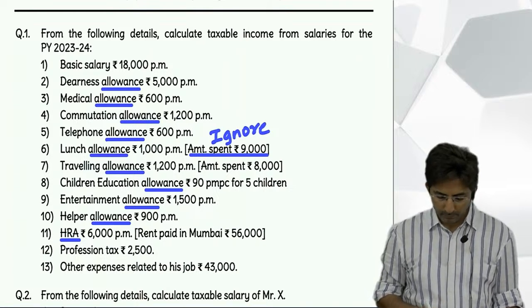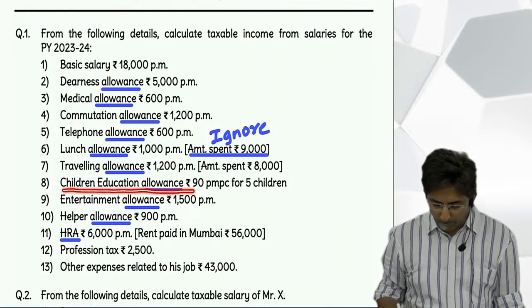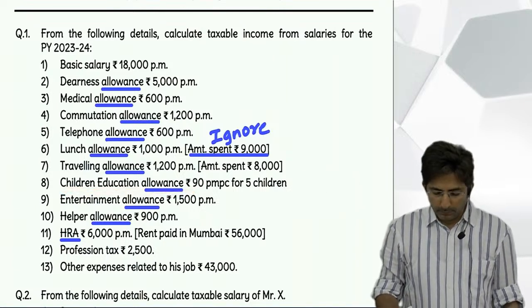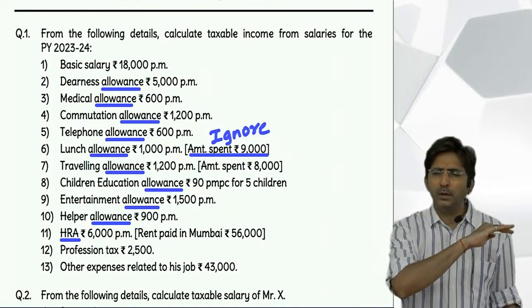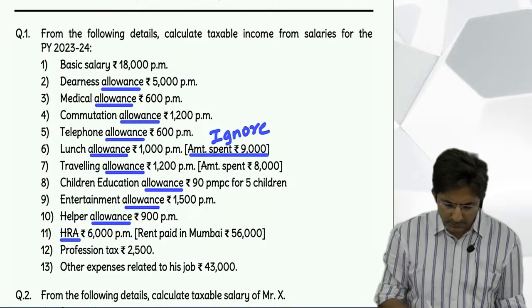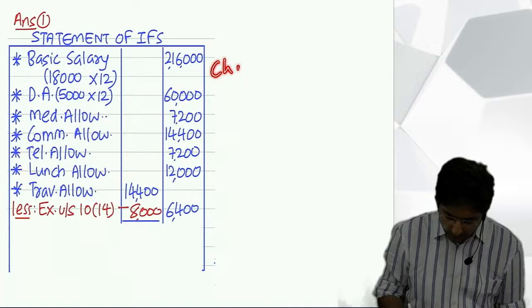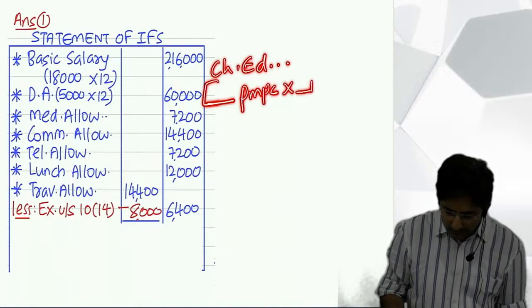Ready? Now see, children education allowance is very important as far as the presentation is concerned. Look here. In children education allowance, you will have to follow one standard presentation. What is the standard presentation? First, you will write children education allowance. Then you will make a bracket like this: per month, per child, into dash months, into dash children.